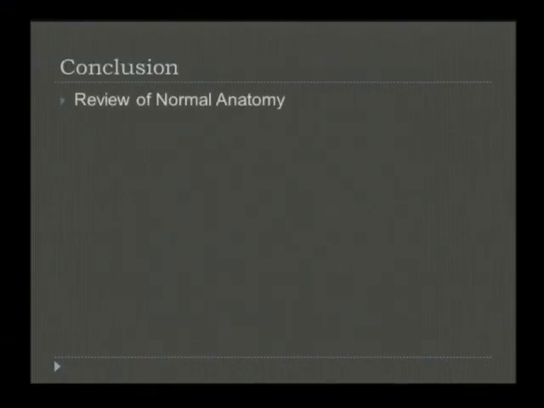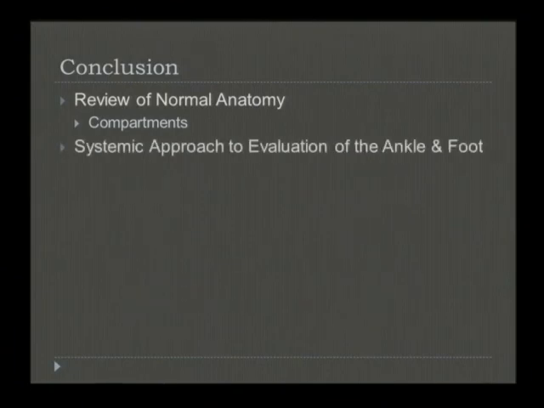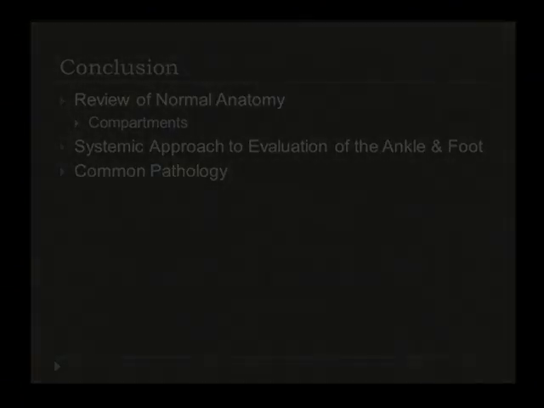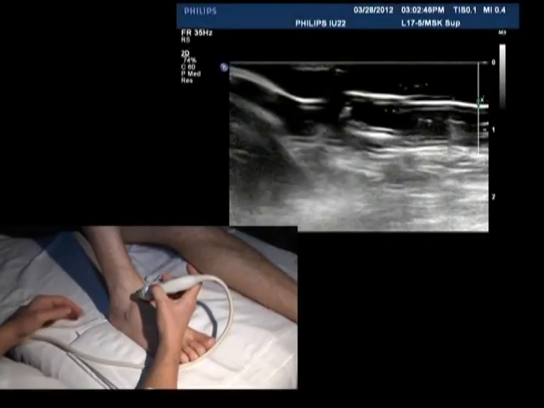So in conclusion, this was a quick review of the anatomy about the ankle. I like to compartmentalize it to look at patients who have focal pain in certain areas. It allows us to do a systematic approach to evaluation of the ankle and foot. I showed you a little bit of the common pathology that we encounter on a day-to-day basis, as well as potential treatments. So usually, again, we're going to start anteriorly.